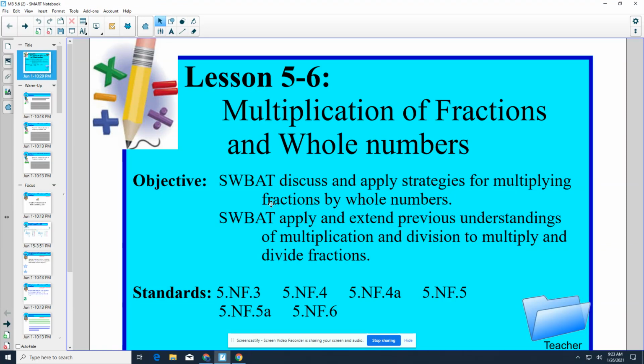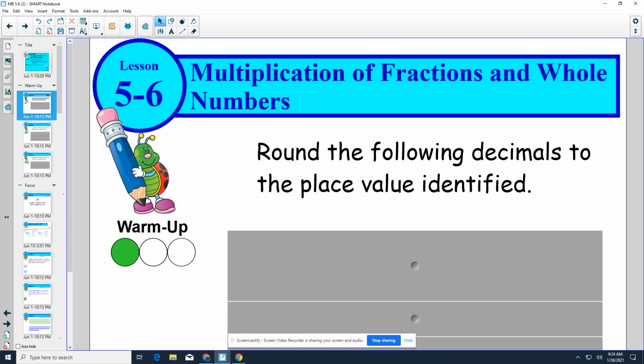Okay, today we're going to work on lesson 5-6, multiplication of fractions and whole numbers. By the end, we want to be able to discuss and apply strategies for multiplying fractions by whole numbers, and apply and extend previous understanding of multiplication and division to multiply and divide fractions. Those are all the things that we will be working on today.